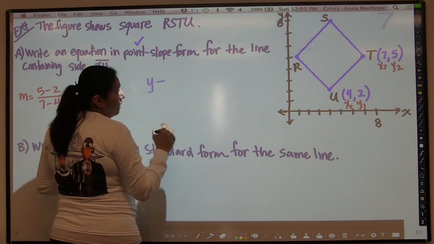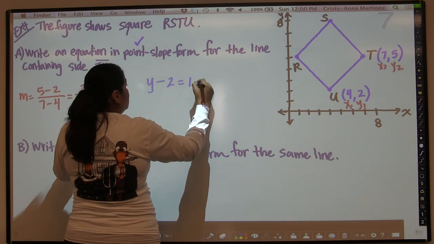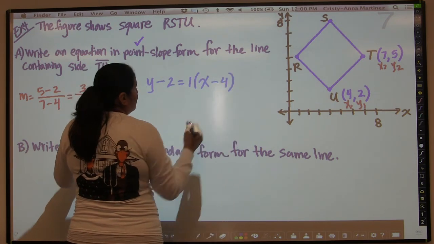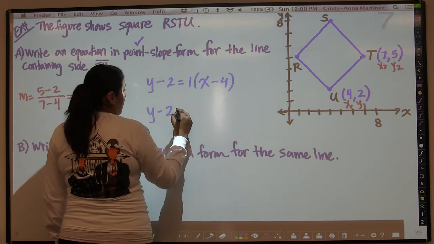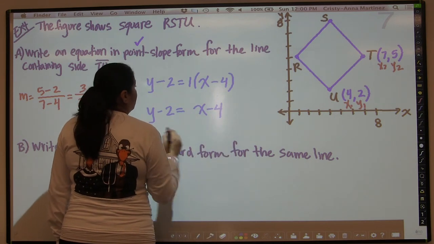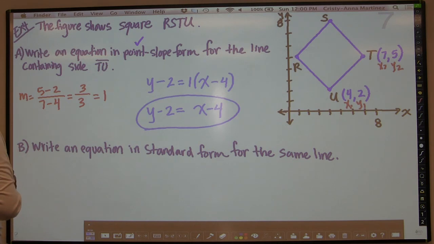y minus y1, which is 2, equals my slope, 1, times x minus 4. Since we don't have to write the 1, you can actually reduce that to y minus 2 equals x minus 4. And this is the equation of the line in point-slope form.